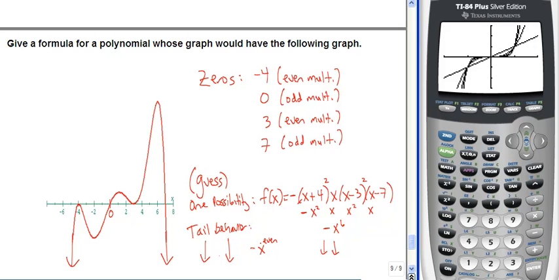Okay? So by just throwing in that minus sign, we fixed it so that we're maintaining the right tail behavior, we're maintaining the right zeros, and we're maintaining the right multiplicities. So that's one possible solution for what the equation would be for this polynomial.